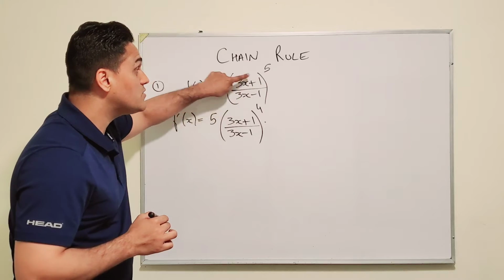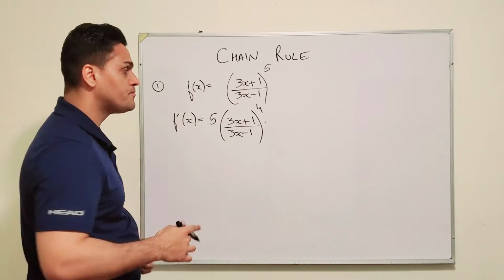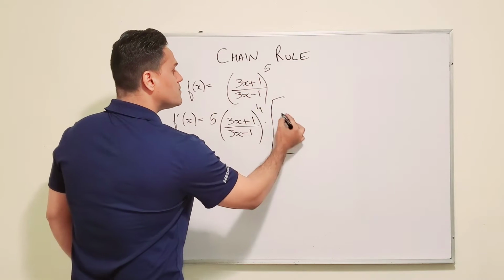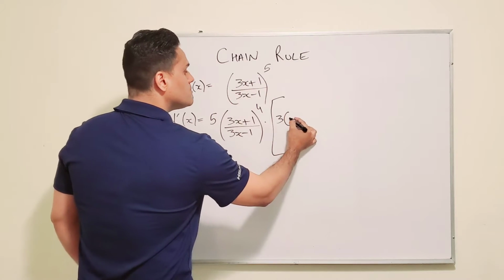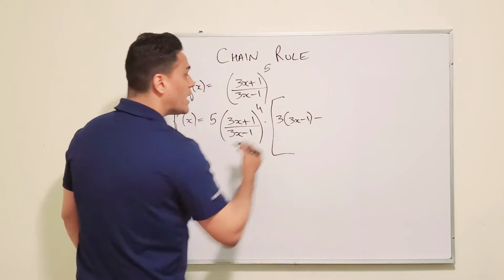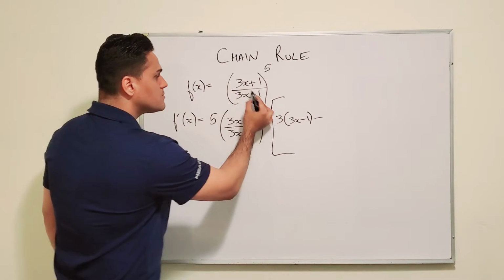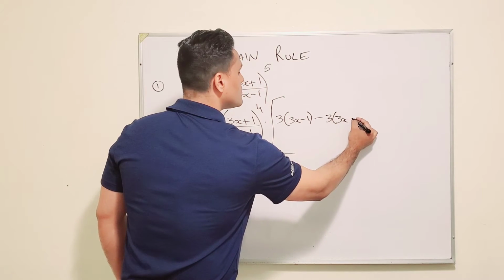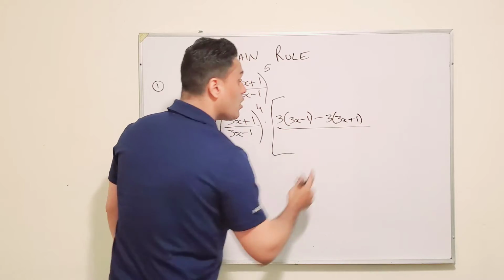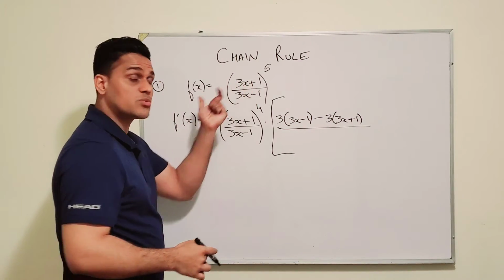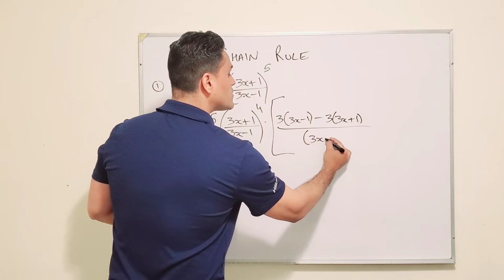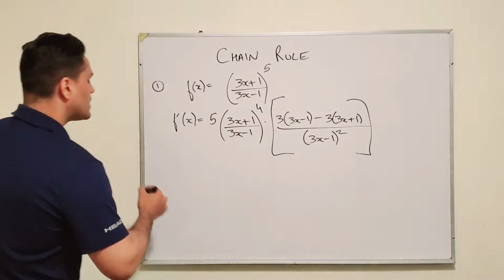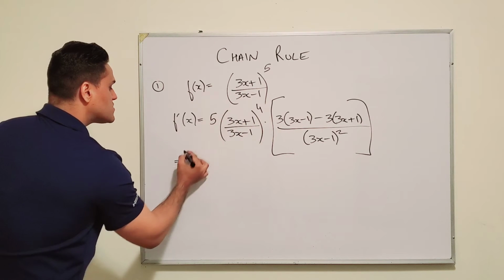Now, in order to get the derivative of the inside, we need to use the quotient rule. So that's just going to be the derivative of the top term, which is 3, times your bottom term, minus the derivative of the bottom term, which is 3, times your top term, all divided by your bottom term squared. So it's just going to be 3x minus 1 squared. We're going to FOIL this, folks. So let's separate these terms.